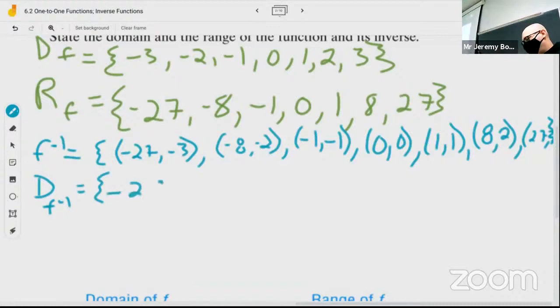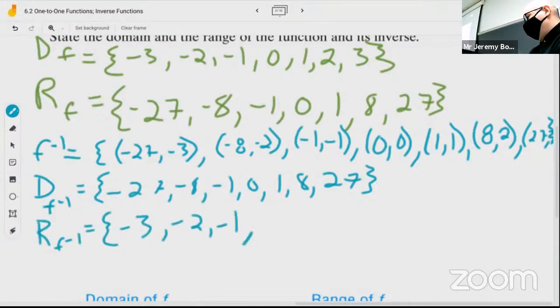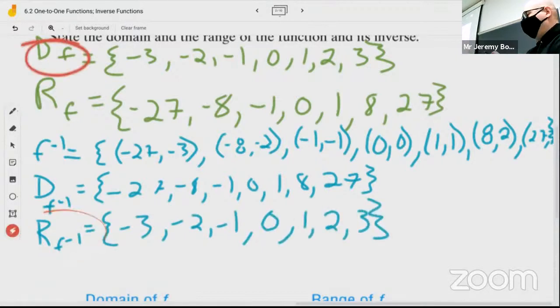Negative 27, negative 8, negative 1, 0, 1, 8, and 27. It's the range of the original function, the range of f. And what is the range of my inverse function going to be? Negative 3, negative 2, negative 1, 0, 1, 2, 3, which is the same as the domain of my original.